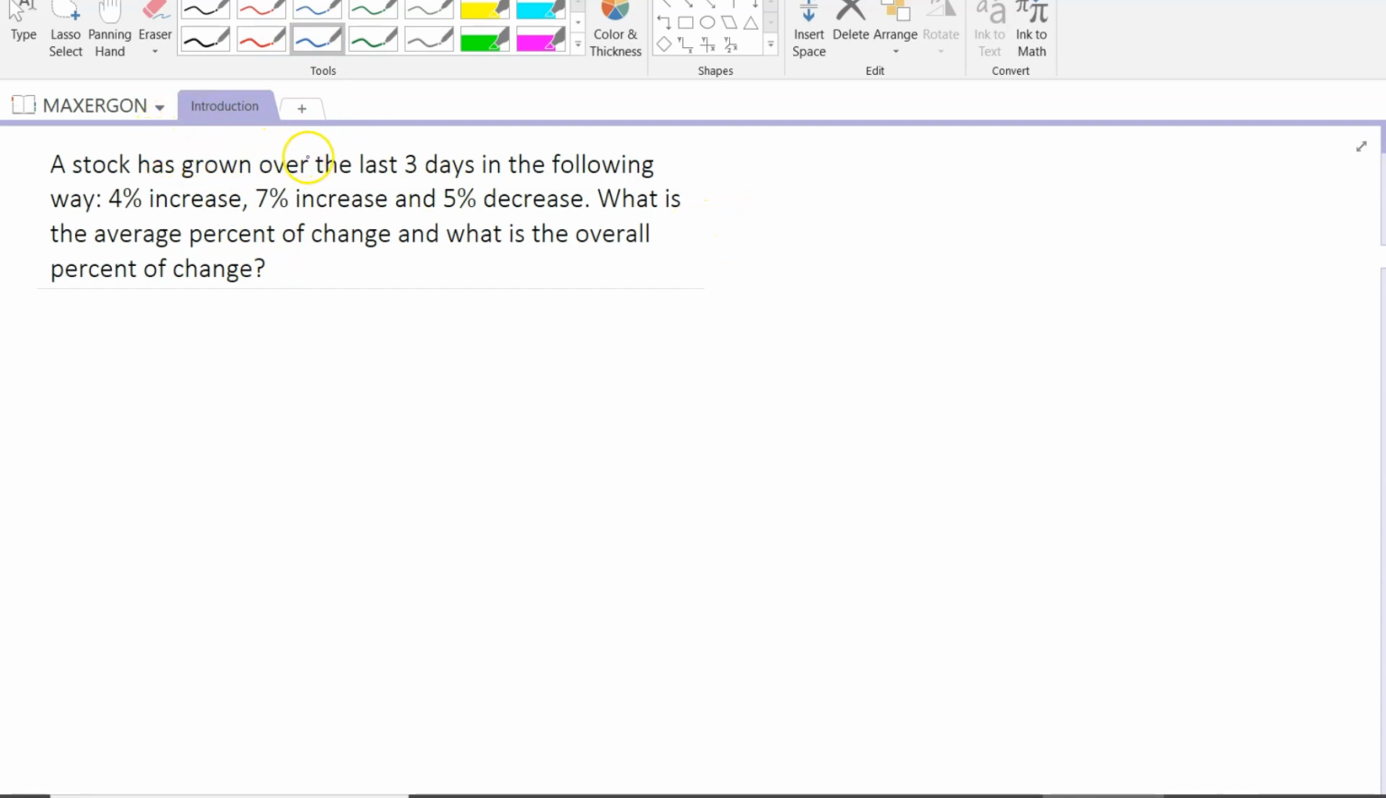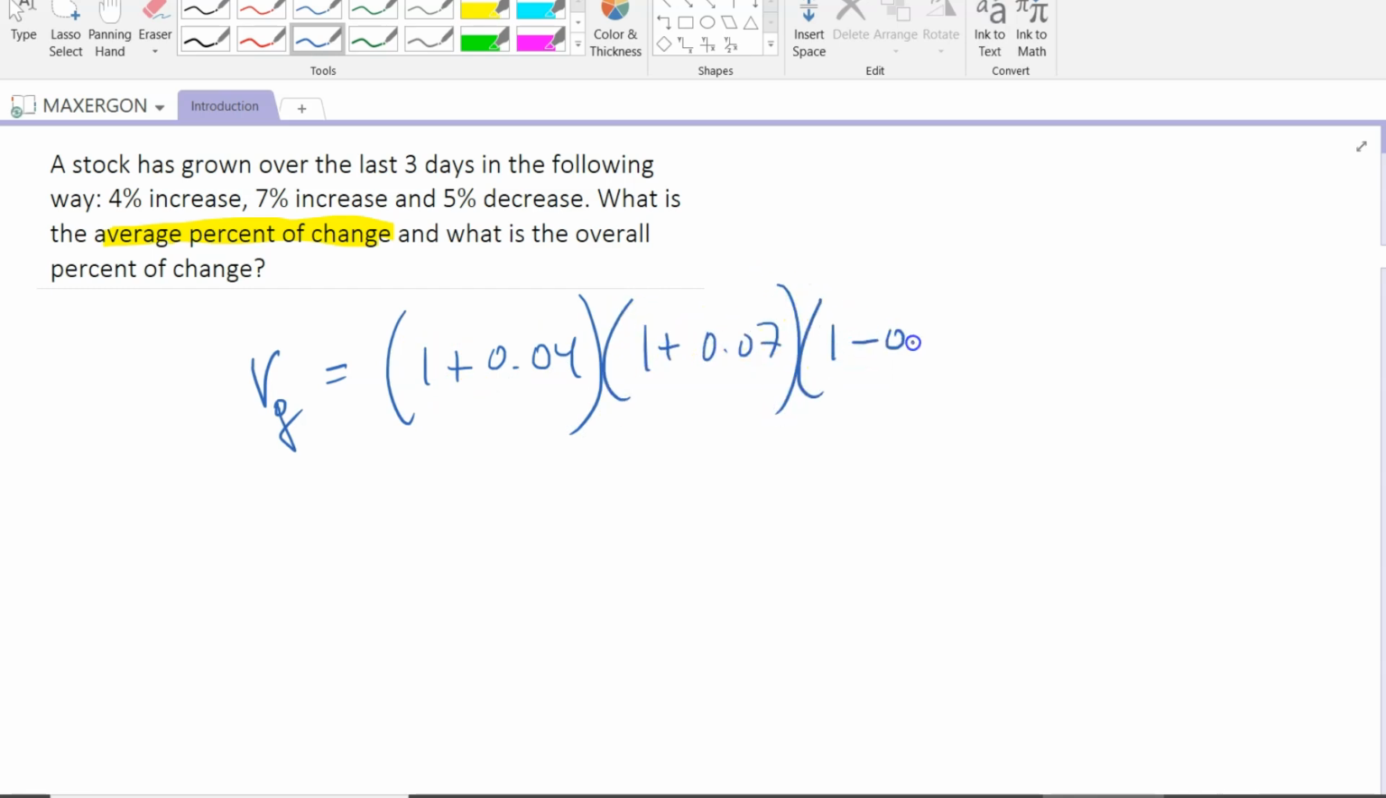Here is an example to demonstrate once again the application of the formulas we spoke about today. A stock has grown over the last 3 days in the following way: 4% increase, 7% increase, and 5% decrease. What is the average percent of change and what is the overall percent of change? We'll start with finding average percent of change. This is going to be the geometric average, Rg, which will equal to 1 plus 0.04, 1 plus 0.07, 1 minus 0.05. The exponent in this case will be 1 over 3 minus 1.